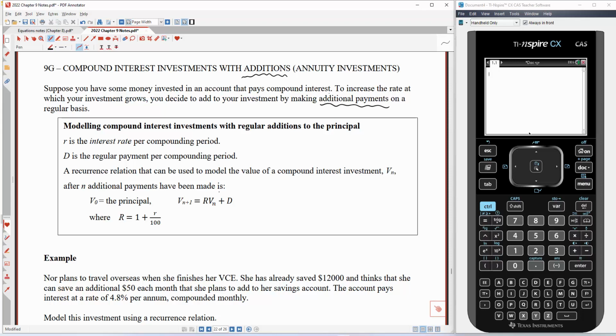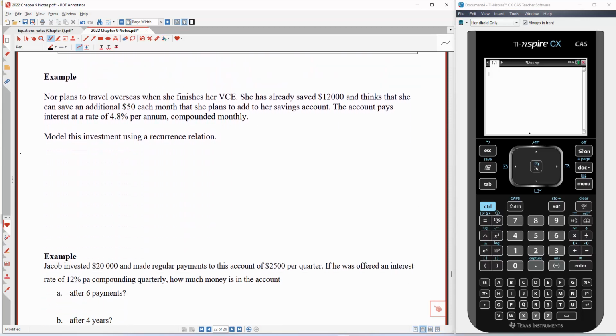When we're doing this, we model it using the following recurrence relation, where V0 is the principal, the amount invested. The next term in the sequence is generated by using the R value, which adds the interest to the original amount, plus whatever additional amount I'm going to add each week, each month or each year. Let's see how it looks in some examples.